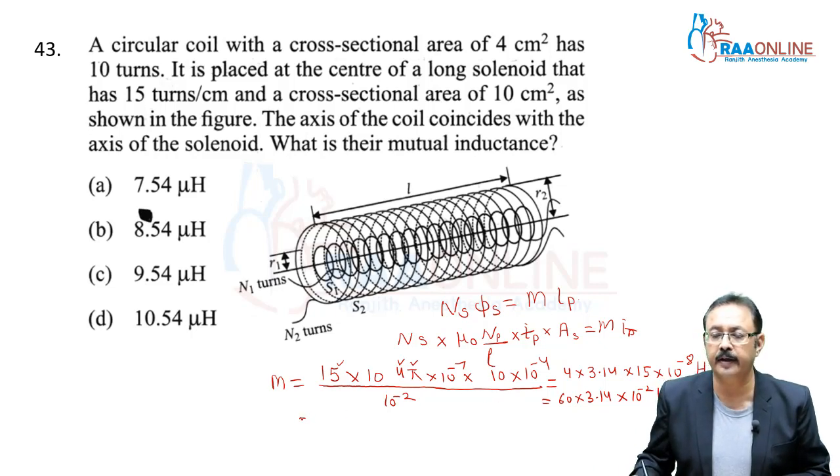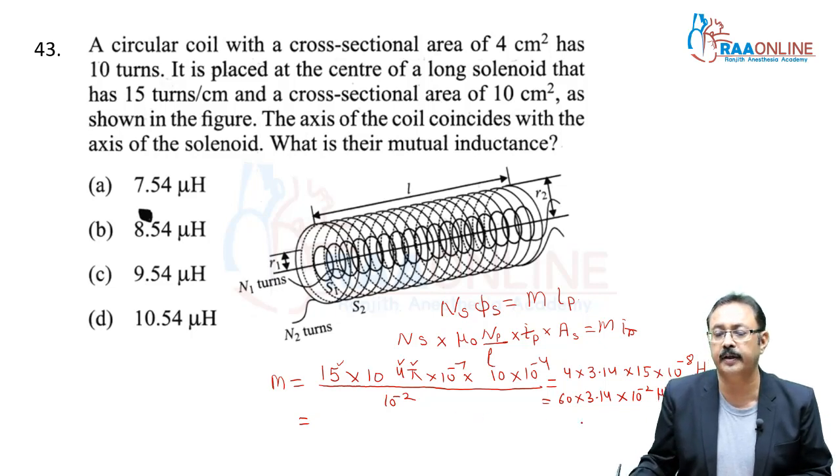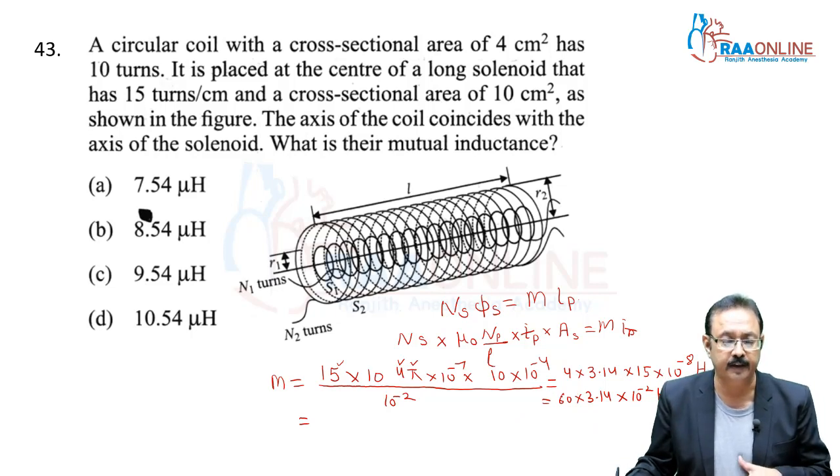So what are we getting here? Only calculation is there, 6 into 3, you will get 18. What is the number? 15 turns per centimeter.